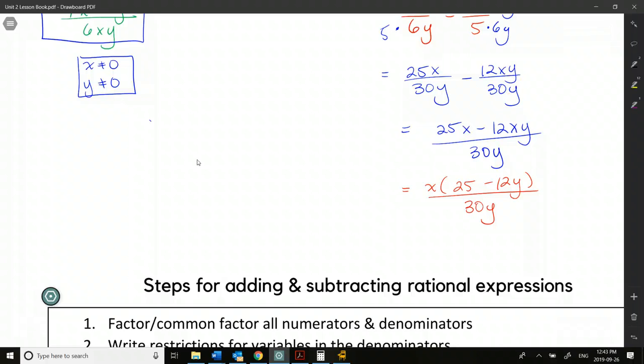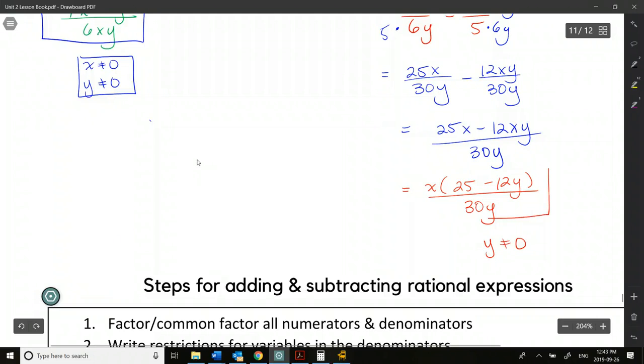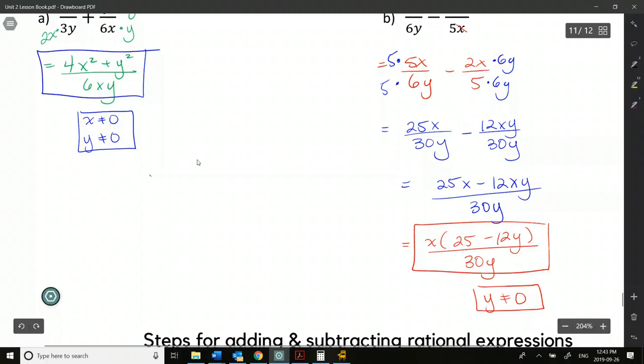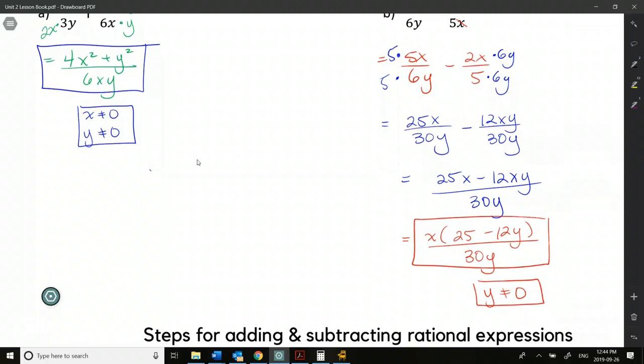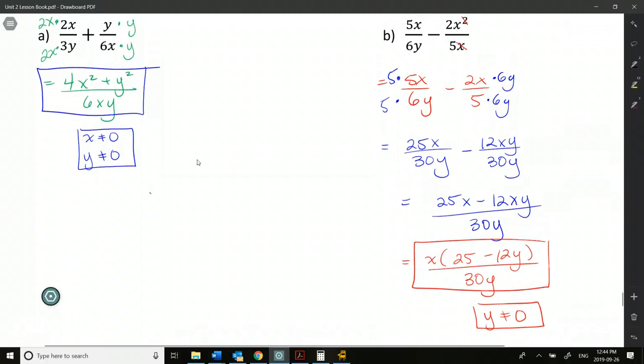Okay, restriction, Myrna? Y cannot equal 0, yeah. Jack, question? Does x have a restriction here? Yes. It does, because of this, right? So I also have to say that x cannot be 0. What, Jack?